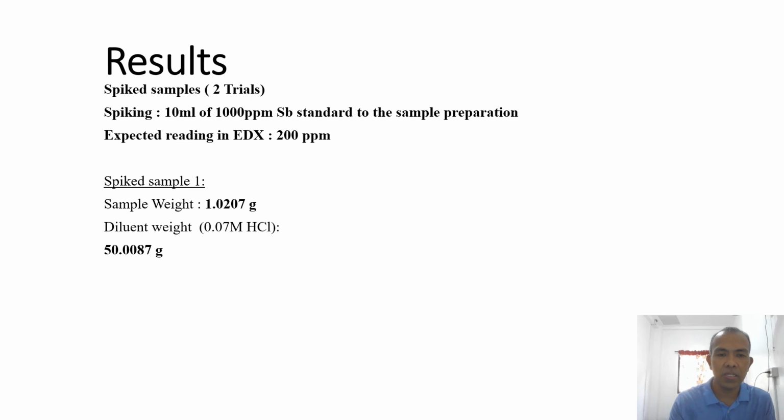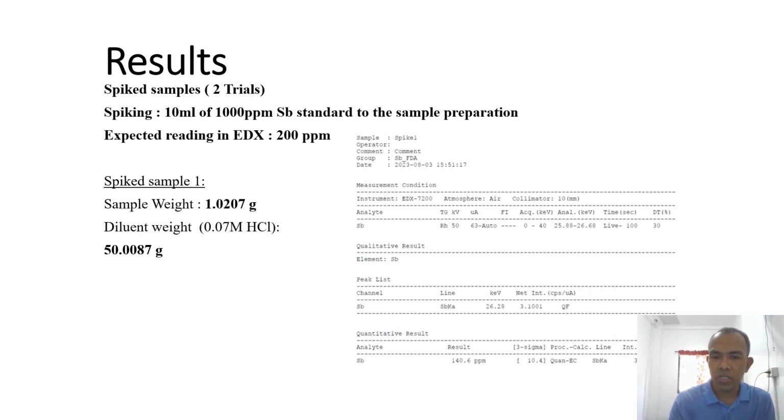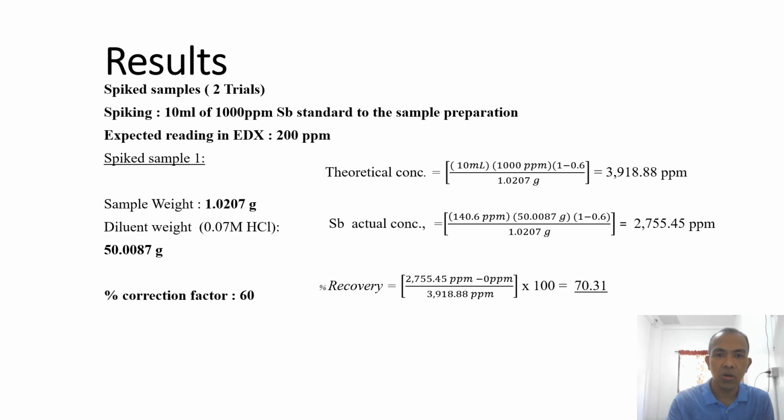So spike 1, this is the weight, 1.0207 grams. The diluent is 50.00887 grams. So this is the reading. I recovered 140.6 ppm. So mababa sa 200 ppm. So when I calculated it for the recovery, this is the recovery.